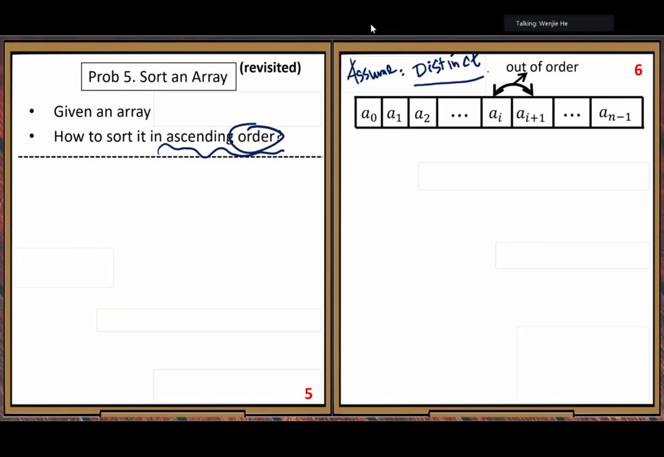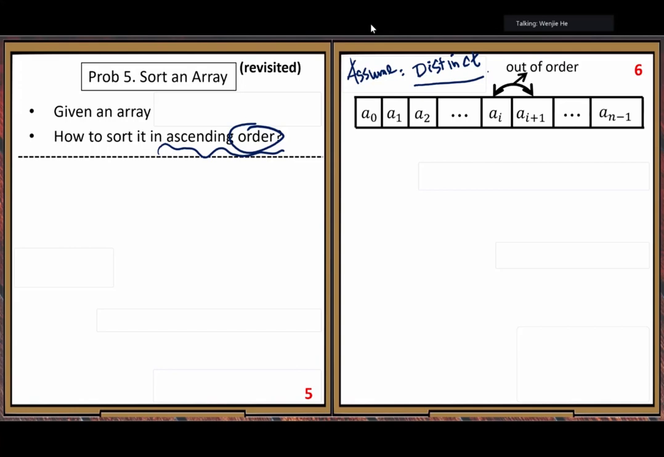Then, when we consider order between two elements, there are only two different ways, right? Two different orders: ascending order, descending order, right? Ascending order matches our goal. Our goal requirement, we want ascending order. So the ascending order matches our goal. So that's the in order case. So we like it. So that's what we want.